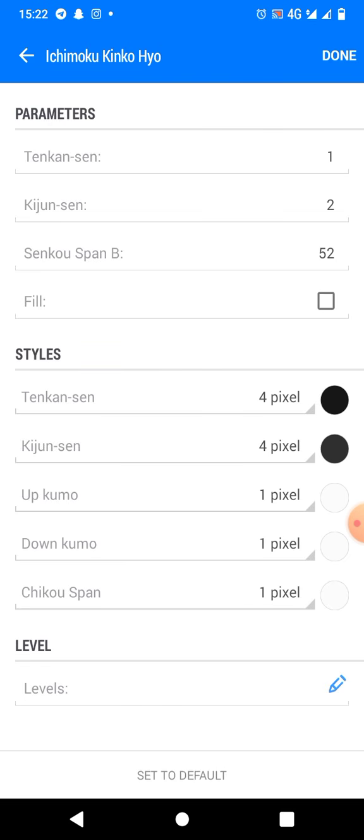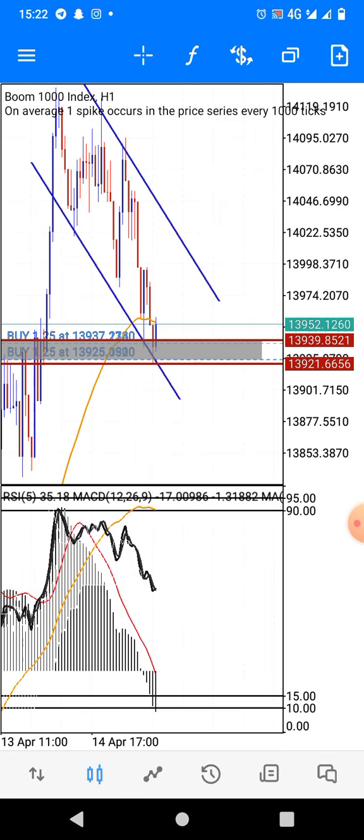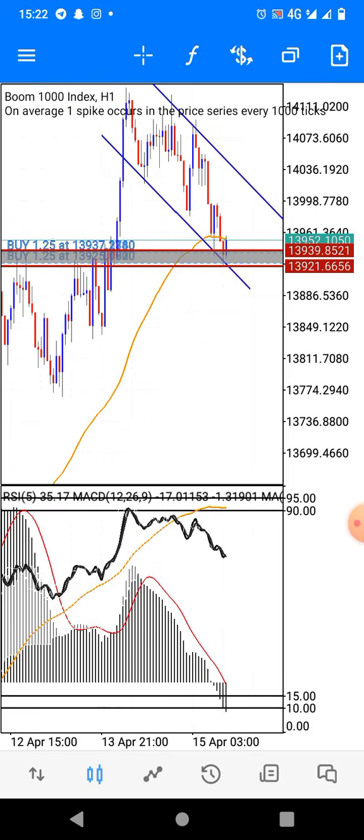And the last indicator we have is the Ichimoku: Tenkan-sen 10, Kijun-sen 1, Senkou Span B 52. Tenkan 4 pixel, Kijun 4 pixel, then up Kumo 1 pixel, down Kumo 1 pixel, Chikou Span 1 pixel. We are leaving this white because the color of my background is white, and I don't want the rest of the channels to be shown, so that's why I left it white, guys. And you have this wonderful, beautiful setup to catch spikes the way you want, guys.